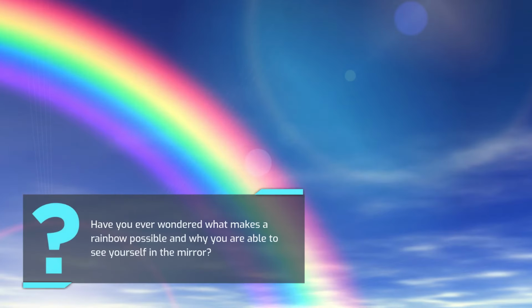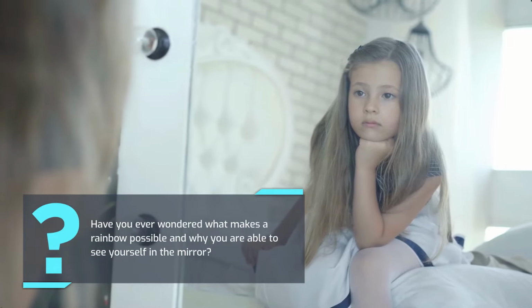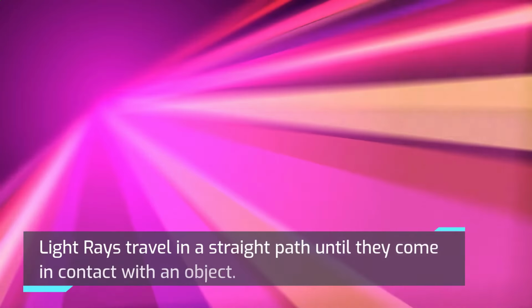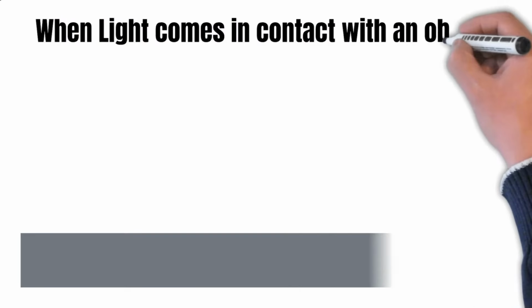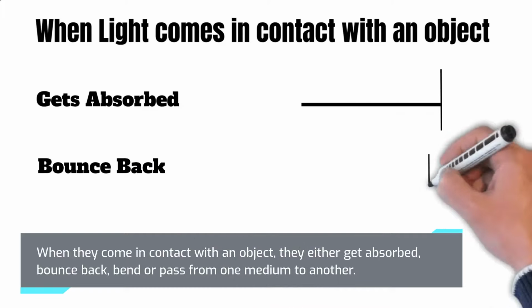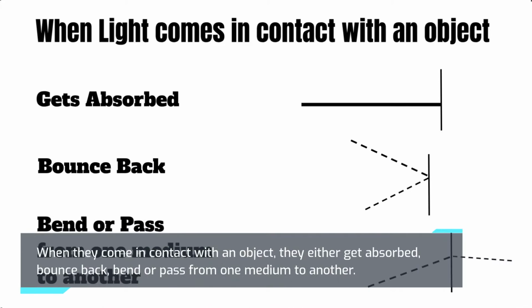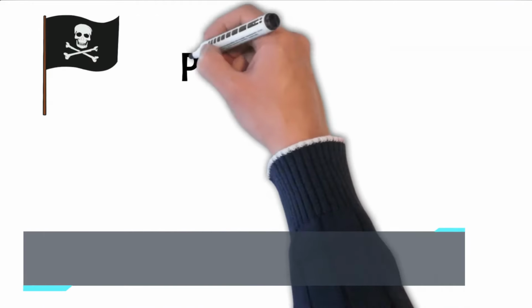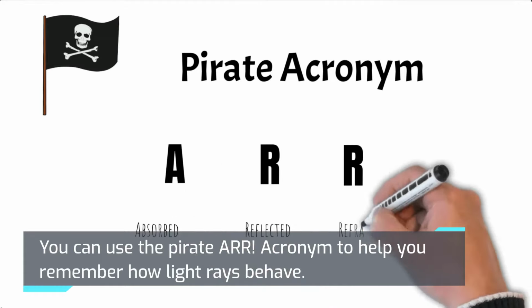Have you ever wondered what makes a rainbow possible and why you're able to see yourself in the mirror? It all has to do with how light works. Light rays travel in a straight path until they come in contact with an object. When they come in contact with an object, they either get absorbed, bounce back, bend, or pass from one medium to another. You can use the Pirate R acronym to help you remember how light rays behave.